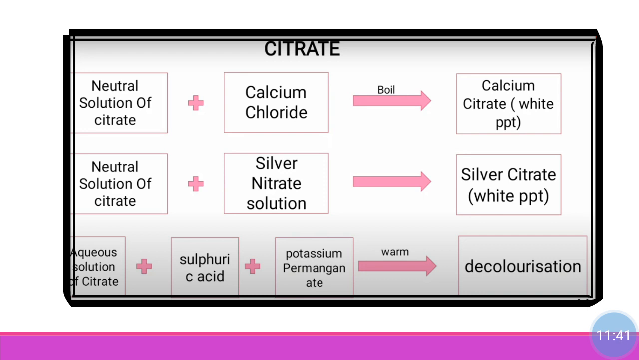So when we do the test with potassium permanganate, sulfuric acid and an aqueous solution of citrate, and we warm it, the purple color of potassium permanganate will disappear, so decolorization takes place here.